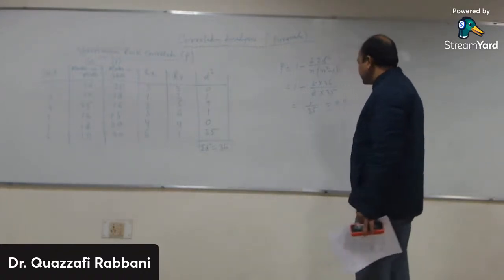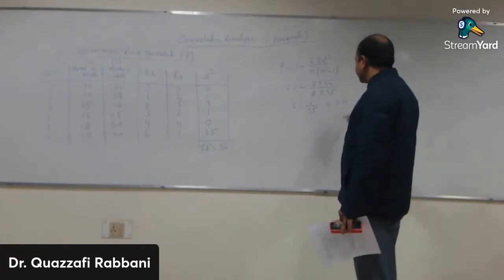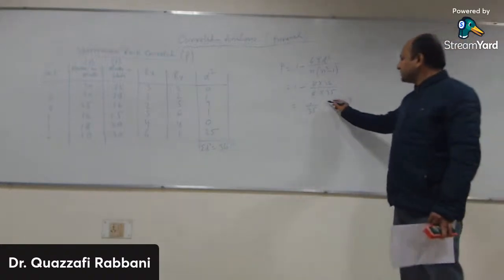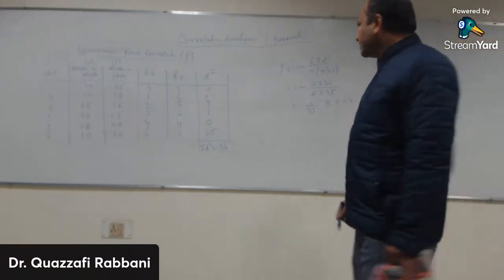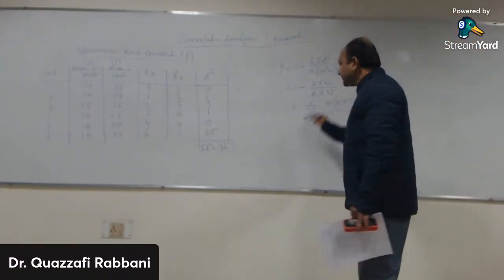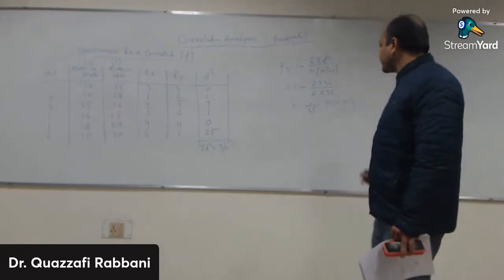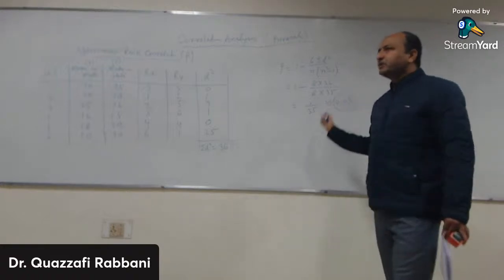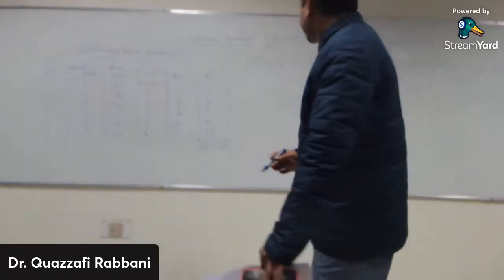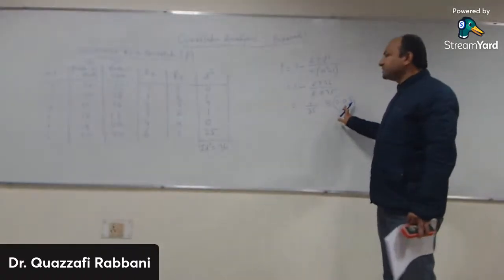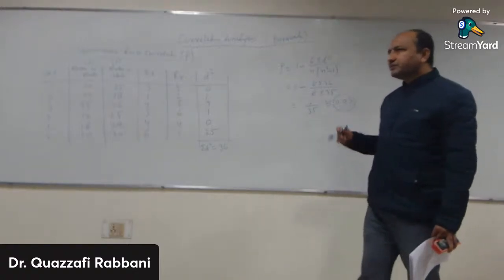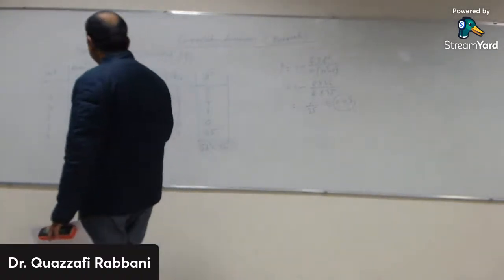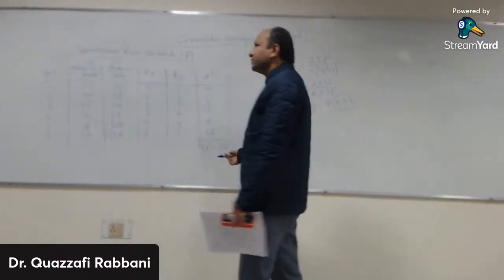So 1 upon 35 is approximately 0.03. Obviously this is positive, but this is approximate and tends to 0. This correlation is very weak, and you can say there is no correlation because this approaches 0. So 0.03 is a very weak correlation, and in analysis you can say directly that there is no correlation.